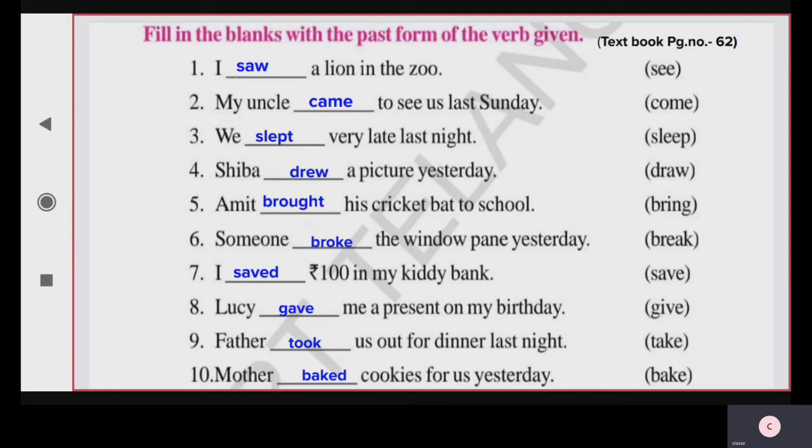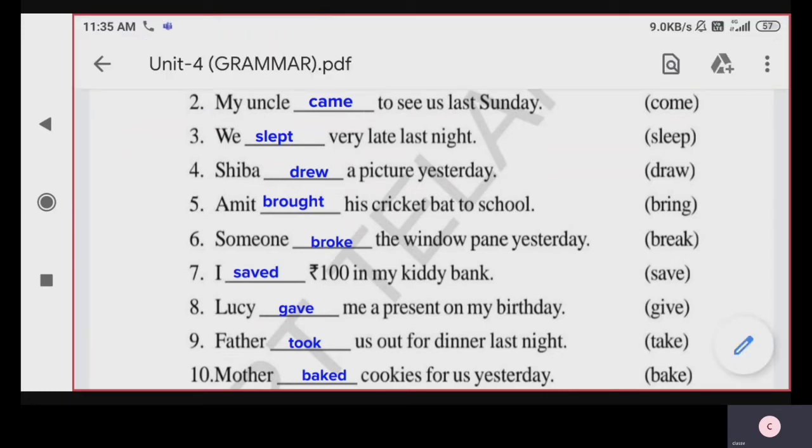Seventh one, I dash rupees 100 in my kiddie bank. Save. Past form of save is saved. I saved rupees 100 in my kiddie bank. Eighth one, Lucy dash me a present on my birthday. Give. Past form of give is gave. Lucy gave me a present on my birthday.